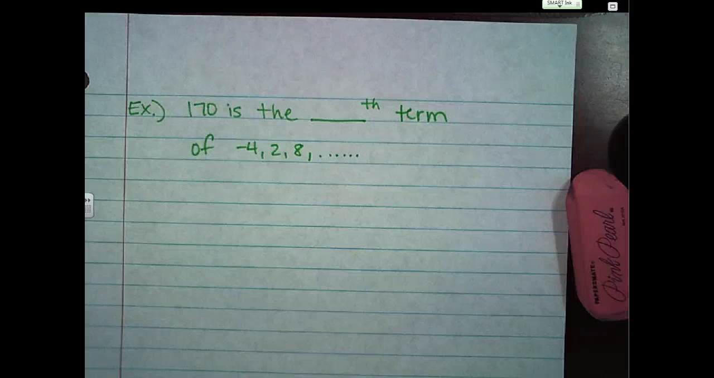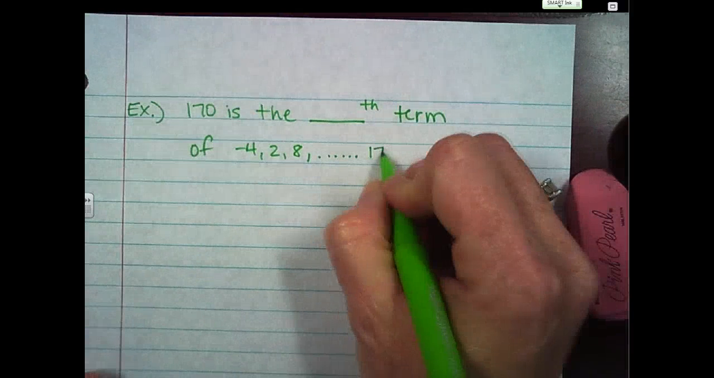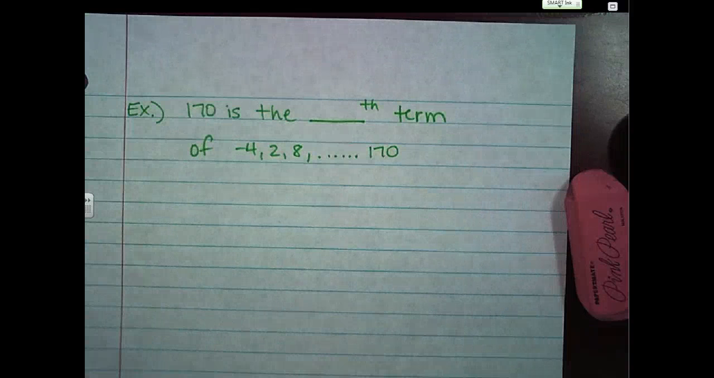Okay, so what I like to do then is I like to just say, all right, I'm at -4, 2, 8, ... Where does 170 fall? That's where I like to look at it like that. Because they gave me the first term and they gave me the last term. Did they actually come right out and yell what the common difference is? No. Can you find it?